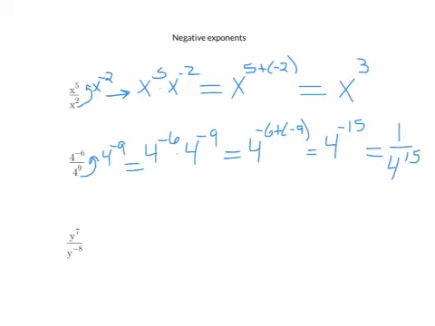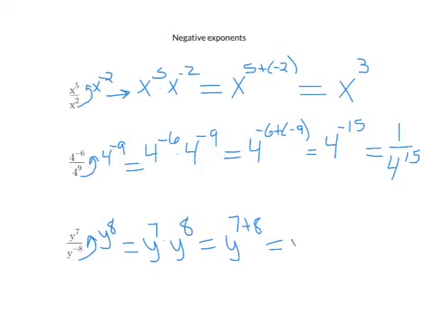Let's look at our next problem. Y to the negative 8th, if we move that to the top, changes signs to y to the positive 8. So we get y to the 7th times y to the 8th. If we multiply, we add exponents, so 7 plus 8 equals y to the 15th. So if you take a look at our previous problems, we get the same answers.